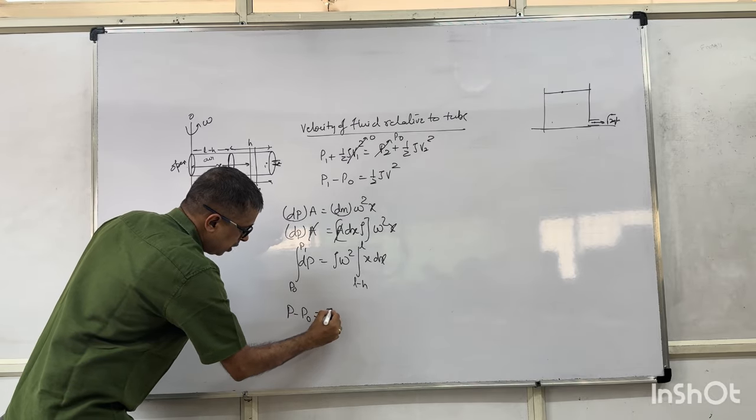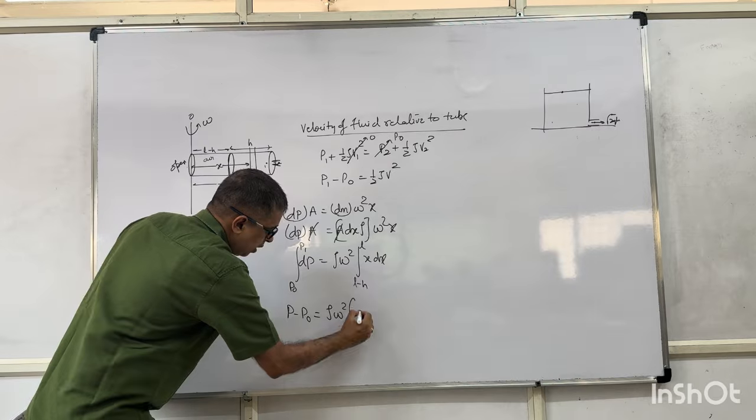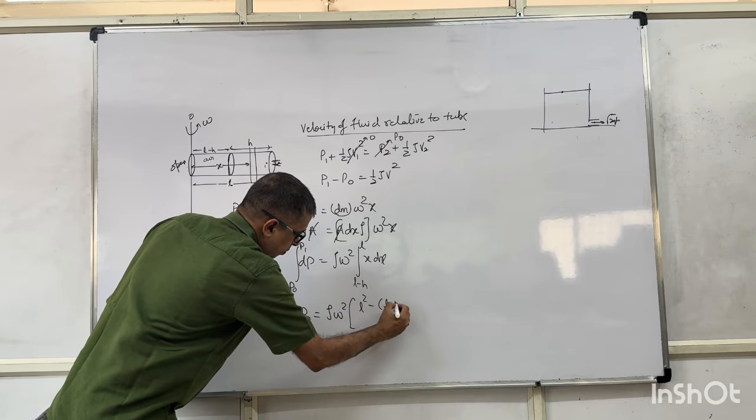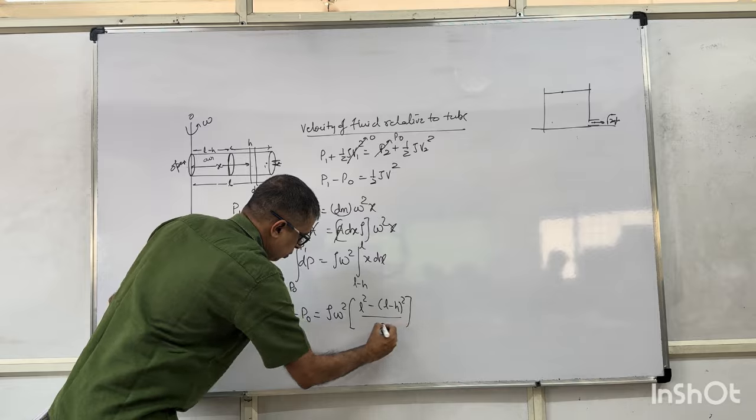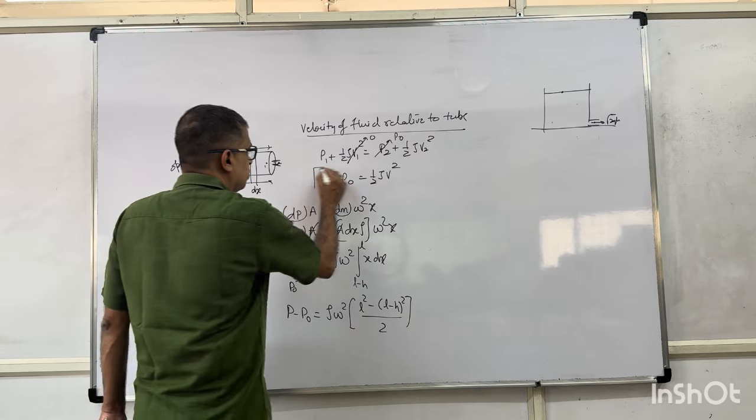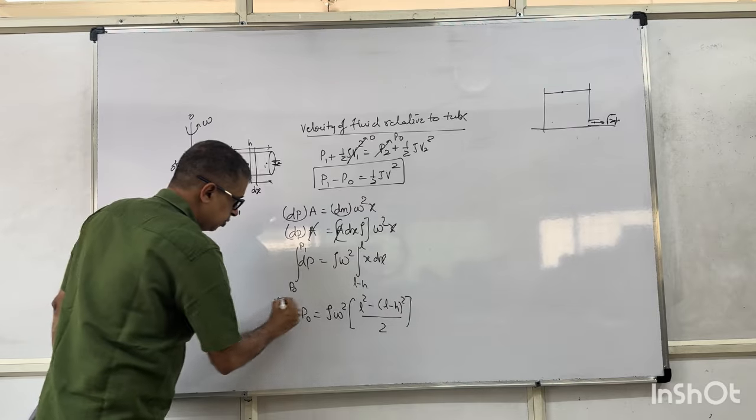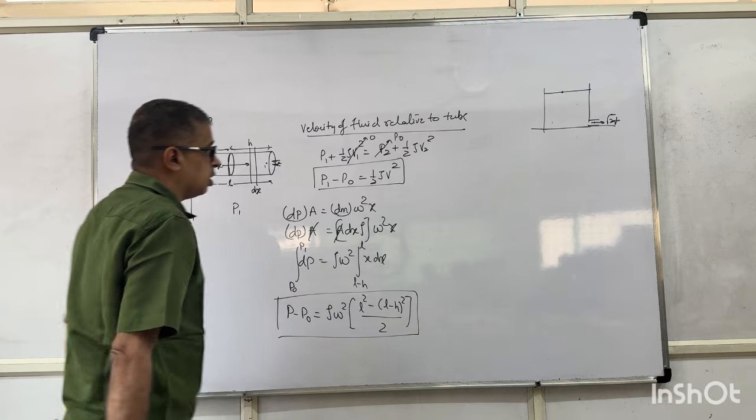P1 minus P naught is rho omega square by 2 times L square minus (L minus H) whole square. This is my first equation. This is my second equation.